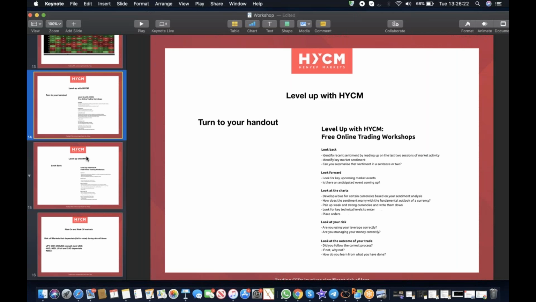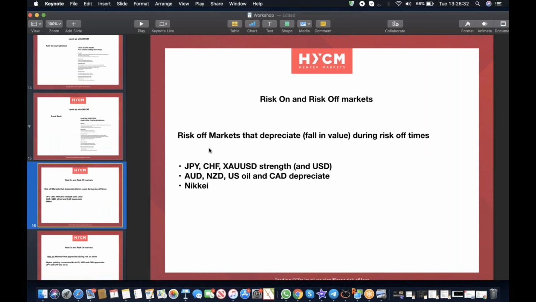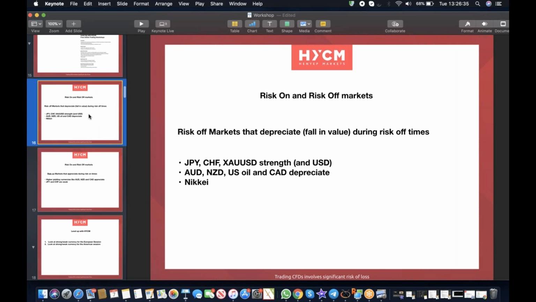Okay, going back to the handout. Remember, we want to do these things, we want to look back. So we're now going to look at some more recent sentiment and for the day. And the first thing we want to remind ourselves is what happens with risk on and risk off markets. We've been seeing risk off markets recently, but with the exception of US oil, which would normally depreciate, but it hasn't in this situation because of the supply issues.